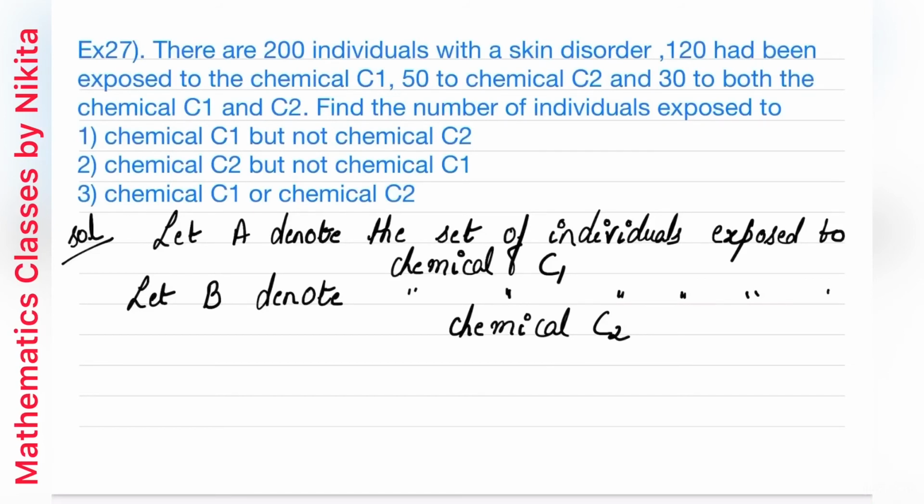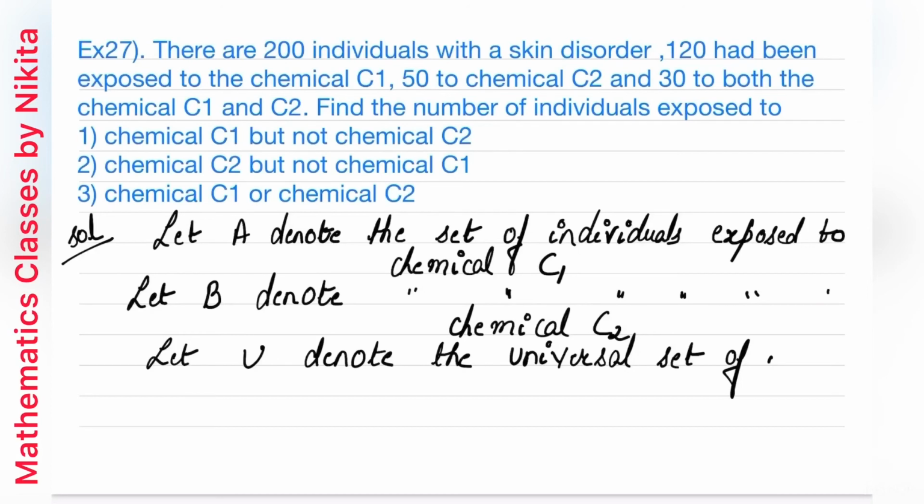Now what is given? There are 200 individuals with a skin disorder. So universal set contains 200 individuals. Okay. And let U denote the universal set of individuals with a skin disorder.